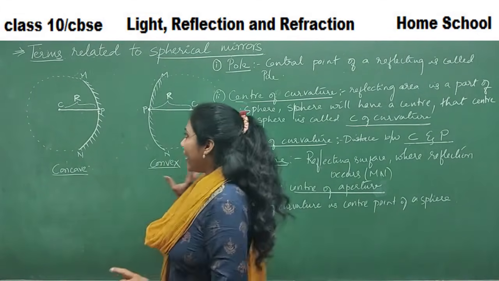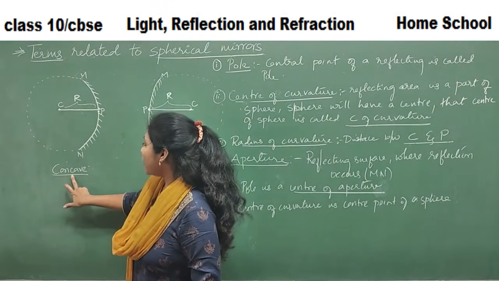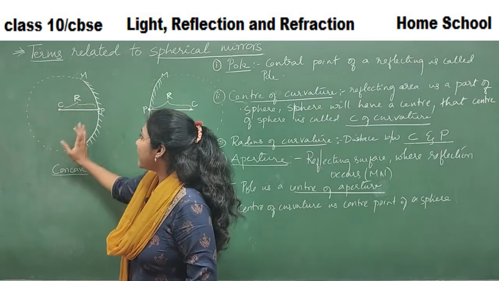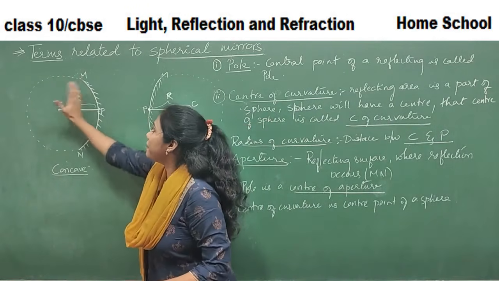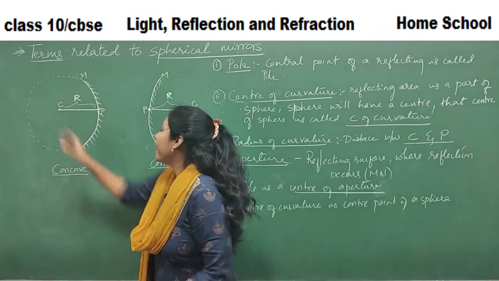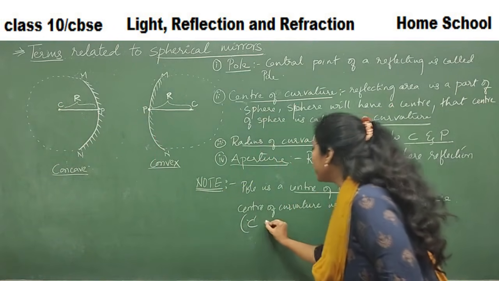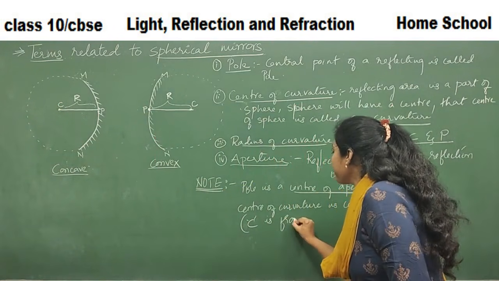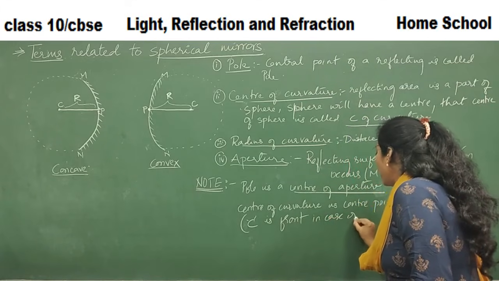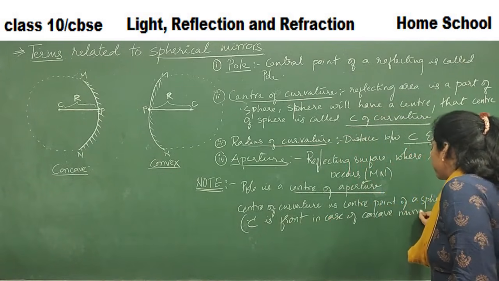Now listen carefully. Where is the center of curvature placed in a concave mirror? Front side, yes or no? The center of curvature is on the front side of the mirror. The reflecting side is the front side here for the concave mirror. So let me write that point here: C, center of curvature, is in front in case of a concave mirror.